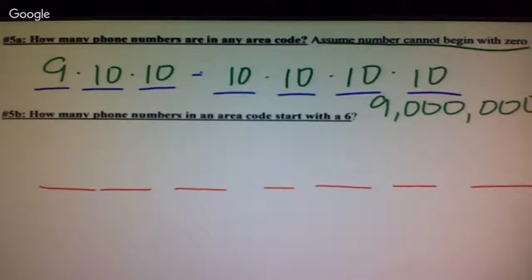All right. How many phone numbers in an area code start with a 6? My restriction now is this slot has to be a 6. So there's only one option. I can only fill it in with a 6. So I've got one number I can fill that in with, times 10 times 10 times 10 times 10. The rest is still 10.